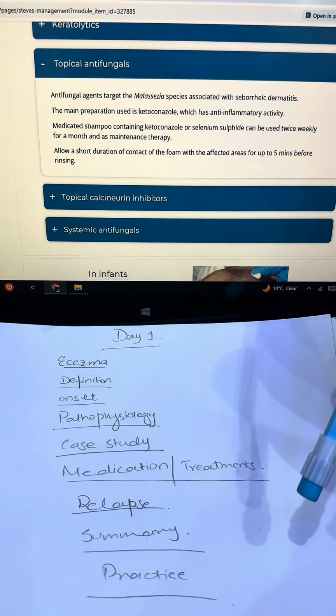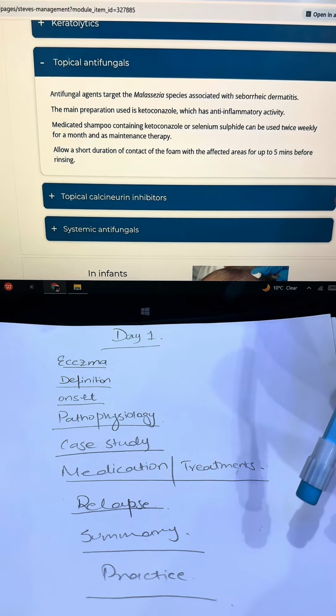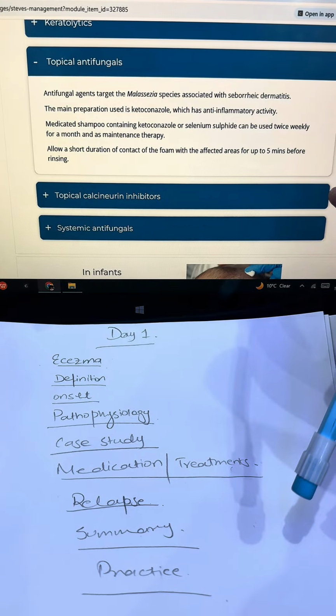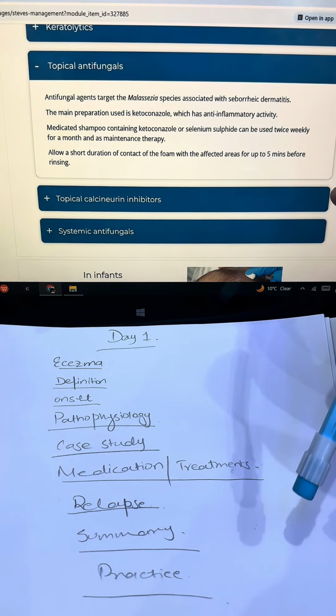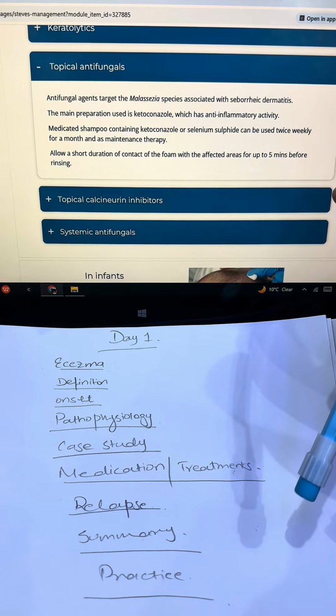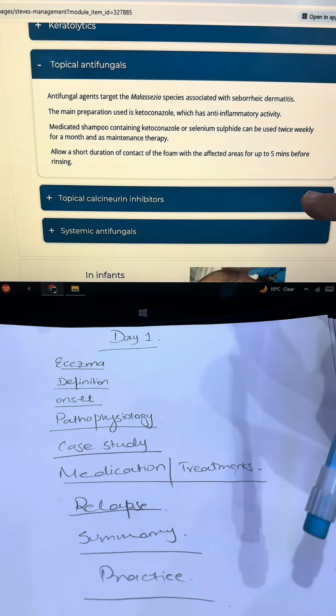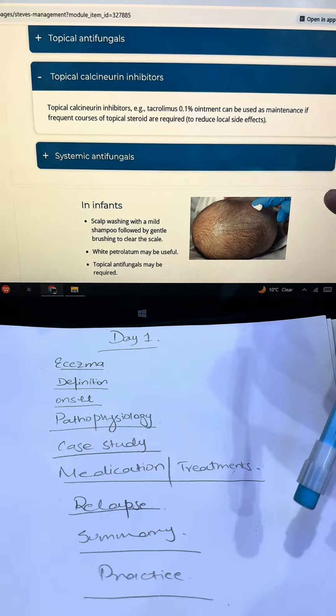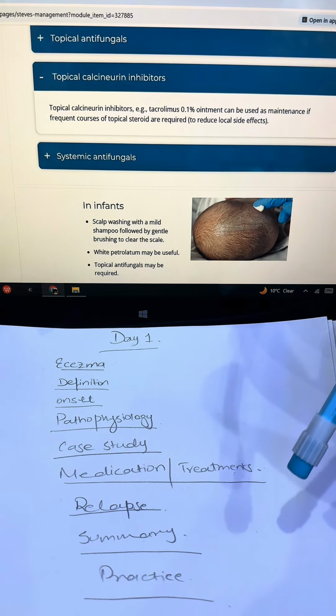Topical antifungal: my favorite one in my OPD practice is ketoconazole 2%. Topical calcineurin inhibitors: tacrolimus, which is my favorite one.